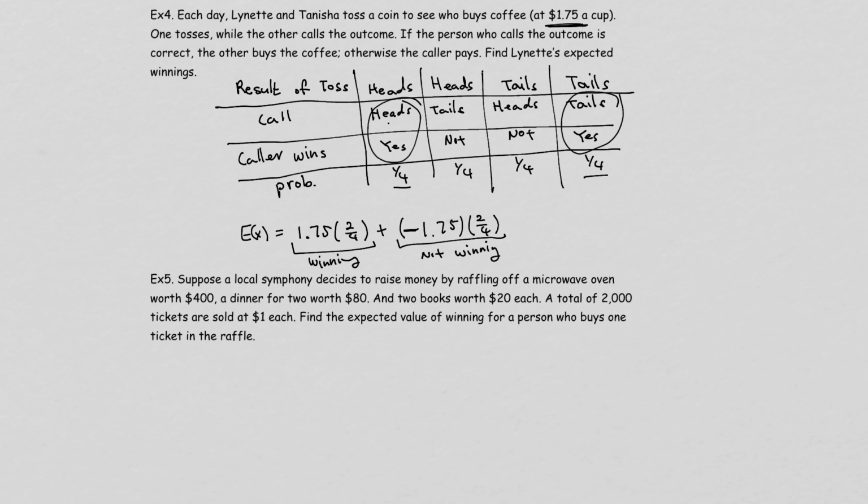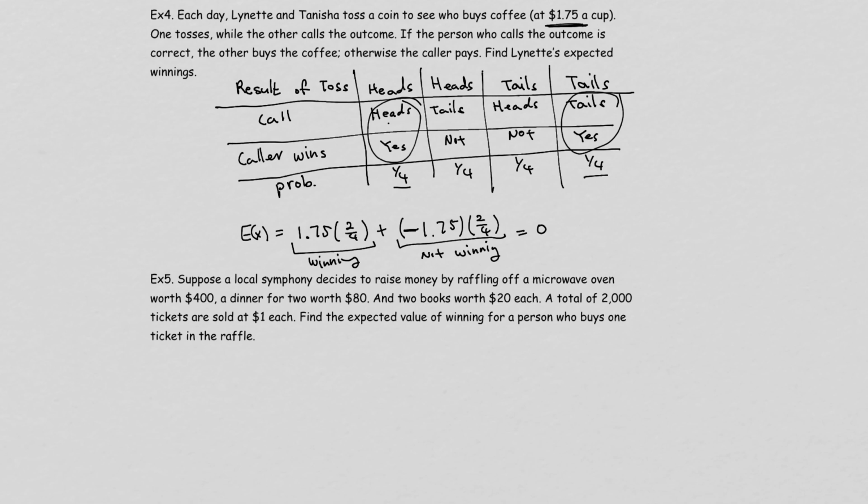That's why you lose $1.75. I mean, nowadays, coffee is not this price anymore, but it used to be, right? So you can tell this is a really old problem. And this gives you an expected value of 0.